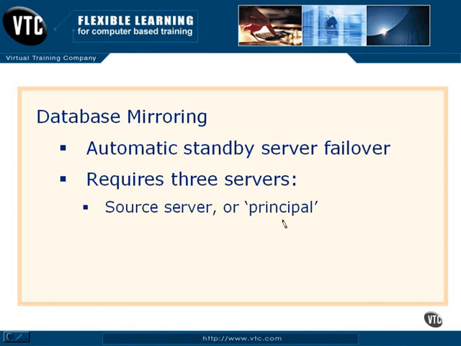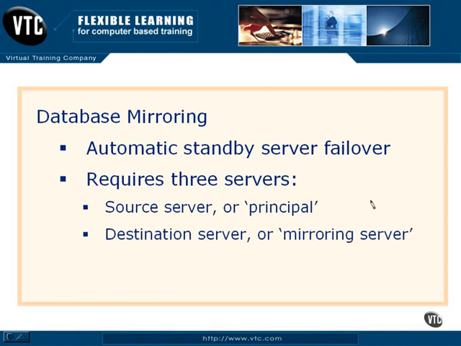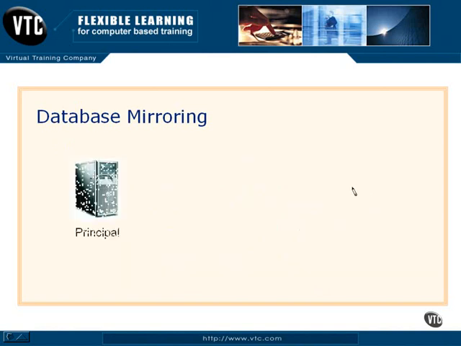The source server, or our production SQL server, is called the principal. The destination server, or the one that'll be getting the copies, is called the mirroring server. And then the server that kind of watches over this and decides who's in charge is called the witness server. Okay, let's look at a graphic of it.